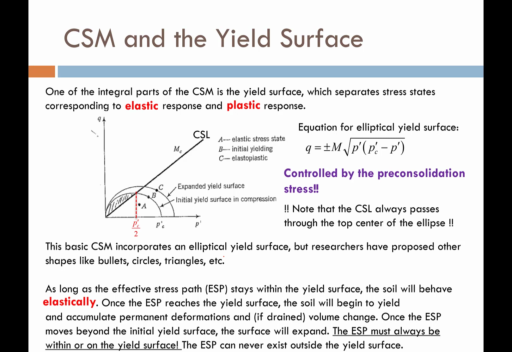Once the effective stress path reaches the yield surface, the soil will begin to yield and will accumulate permanent deformations, and then if it's drained, volume change will occur. If it's undrained, volume change will not occur, but the stress path will begin migrating immediately to the critical state line. So once the effective stress path moves beyond the yield surface, the surface expands with that effective stress path. So the rule is the effective stress path must always be within or on the yield surface. It can never be outside of the yield surface. Okay.